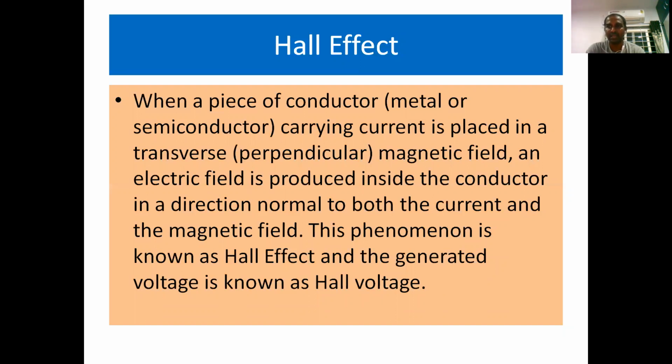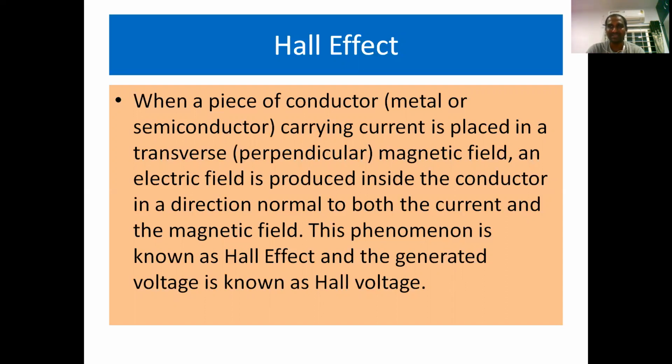Consider a current carrying conductor or semiconductor, and assume current is flowing in the x direction. Then if you apply a magnetic field in a direction perpendicular to the current flowing direction, let us say in the z direction, as a consequence an electric field will be developed in a direction perpendicular to both the current direction and the magnetic field direction, that is, along the y direction. This phenomenon is known as the Hall effect and the generated voltage is known as Hall voltage.